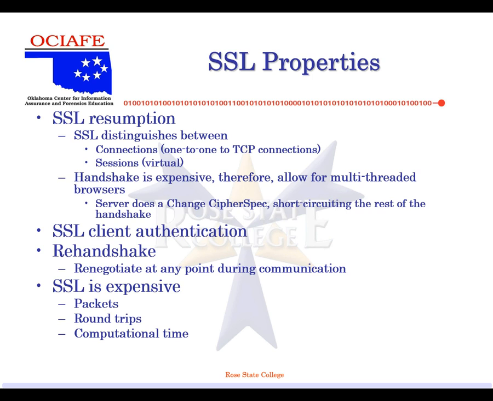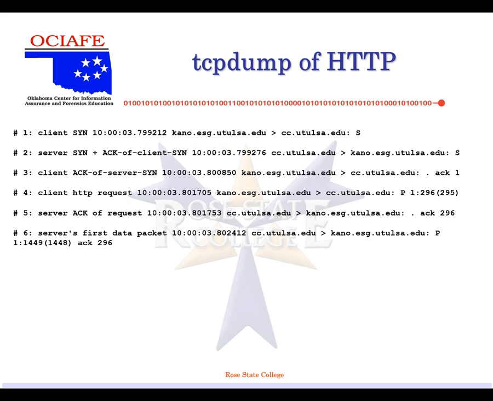Renegotiation if something gets delayed. And it says it's expensive. There's a lot of packets. There's a lot of round trips. There's a lot of computational time. So what happens is SSL slows our machines down. But now that we all have super high-speed internet, not that big a deal anymore.